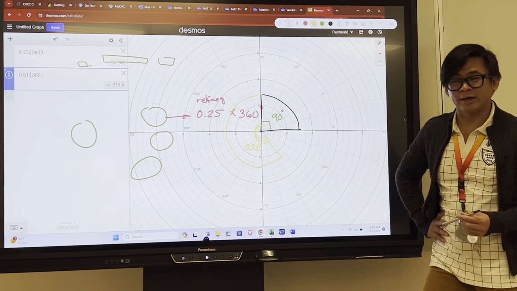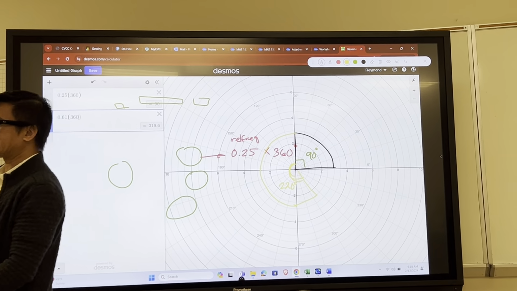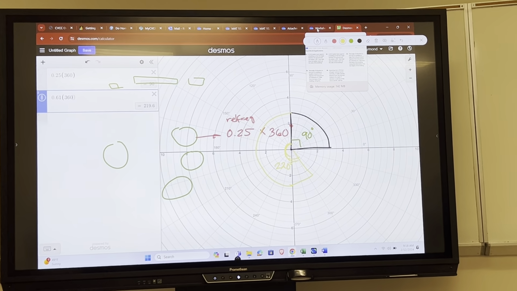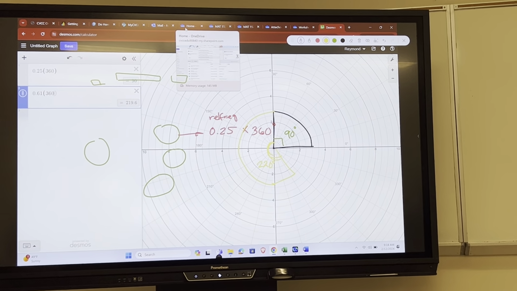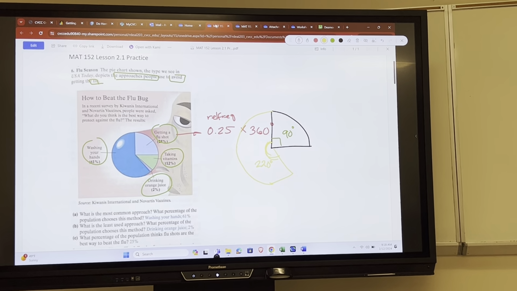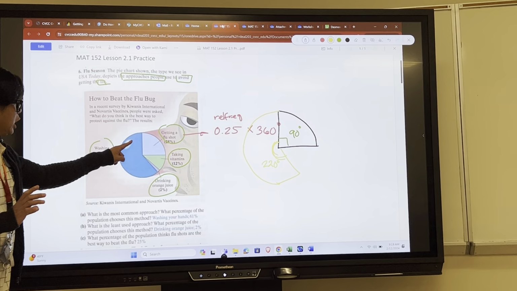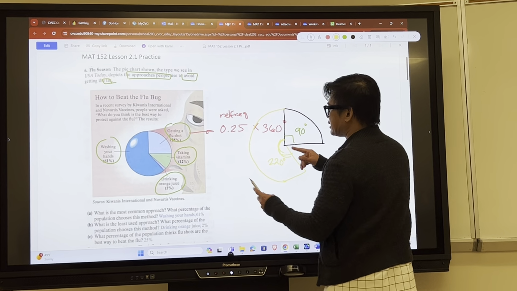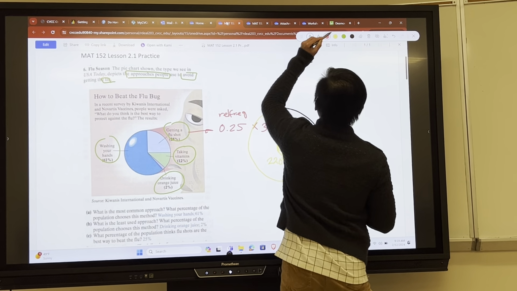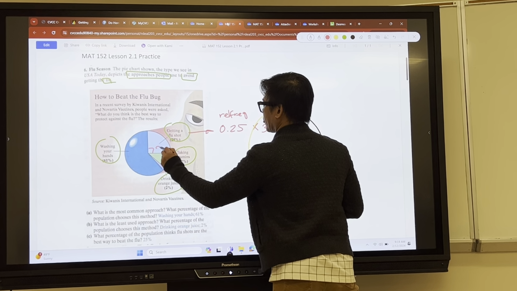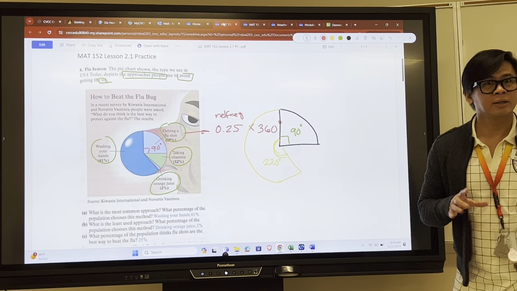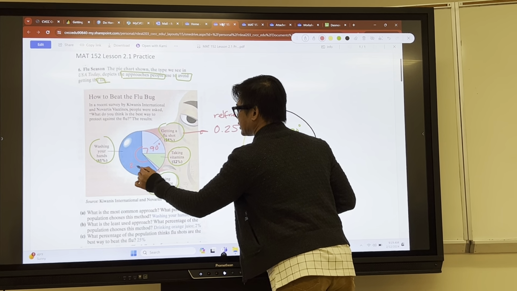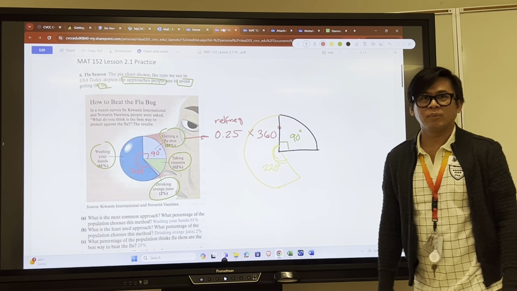And so on. Okay, so that's how we get the central angle for such. Looking in here for the problem, just giving you an idea of how they are getting those angle measurements. So that's what we mean by that. So this 90 degrees is this flu shot. Get it? That 220 degrees in here is the washing of the hands. And you can do the same for the rest, right?